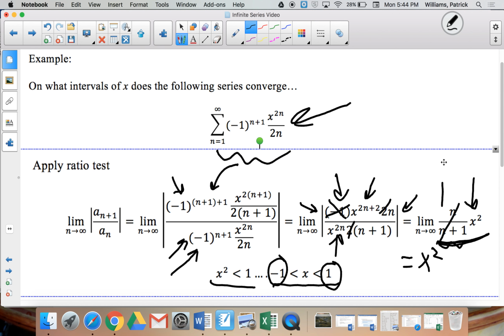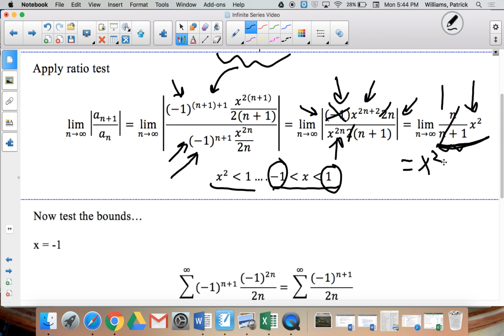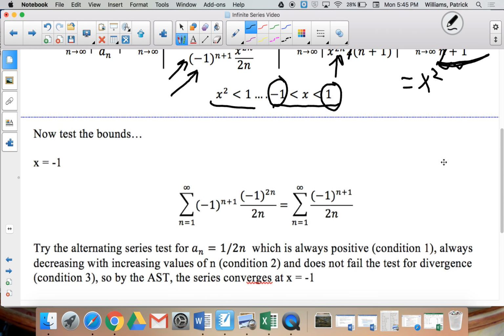All right, if you gave that a shot, we'll test the bound x equals -1 first. I just plugged in -1 for x in the original series. Well, -1 to the 2n, since n is going up 1, 2, 3, 4, 5, 2 times any of those numbers is going to be an even number. So -1 raised to an even number is always just going to give us 1. So this factor basically goes away, and we end up with this.